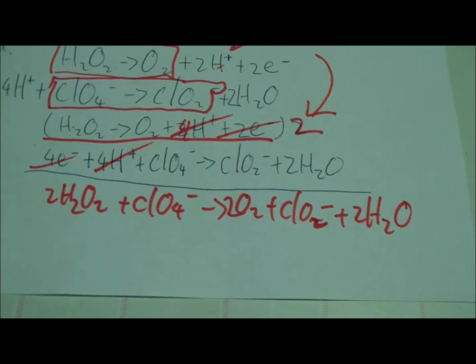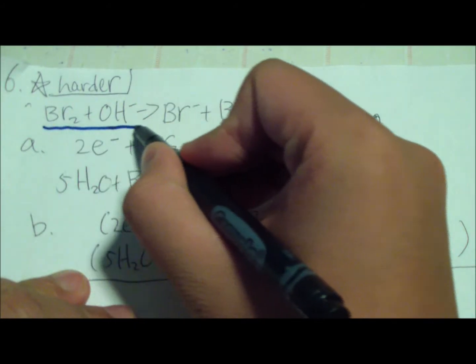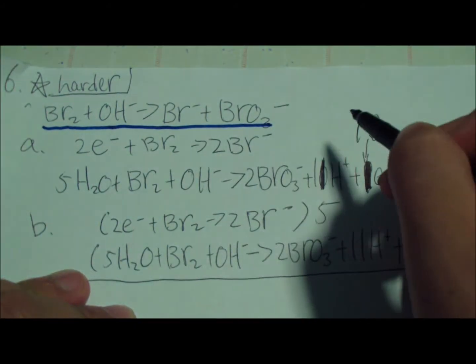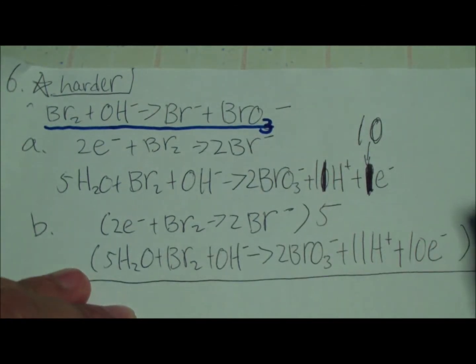Alright, time for number 6. This one's a bit harder than usual. Okay, let's start with the equation. Br2 plus OH minus equals Br minus and BrO3 minus.